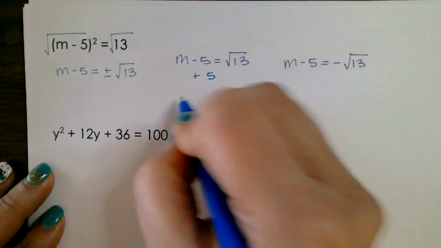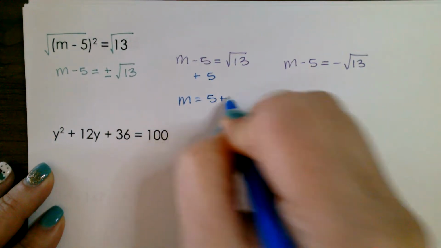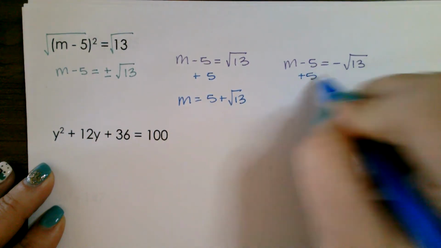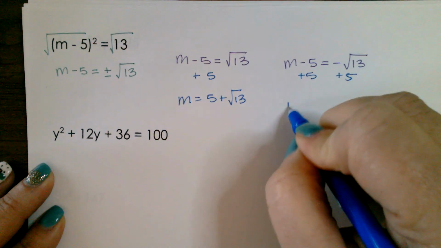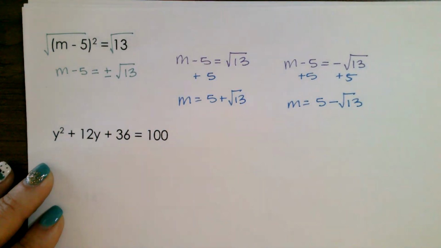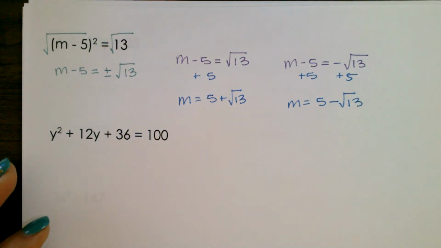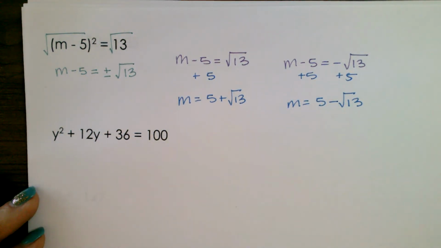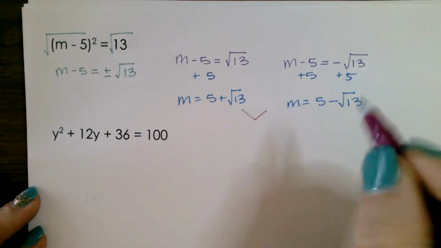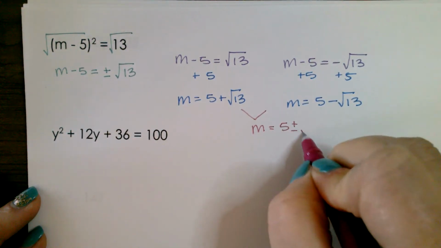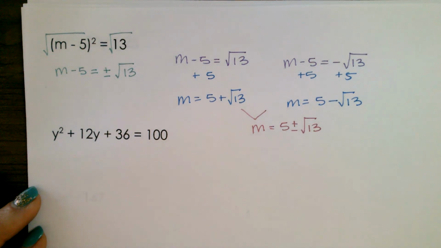Add 5, so m equals 5 plus the square root of 13. Add 5, m equals 5 minus the square root of 13. You may completely change that to decimals if you want. I am very content with this. I often will even write it as one answer, m equals 5 plus and minus the square root of 13.